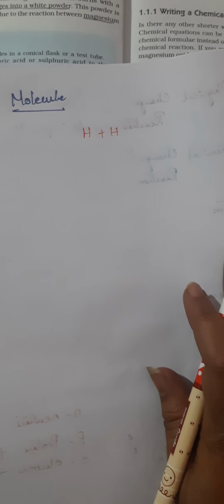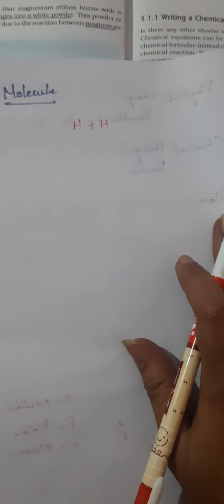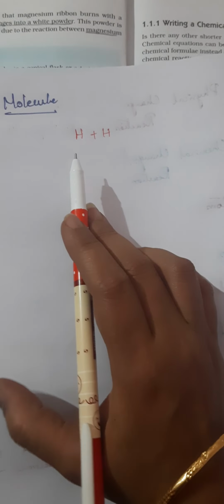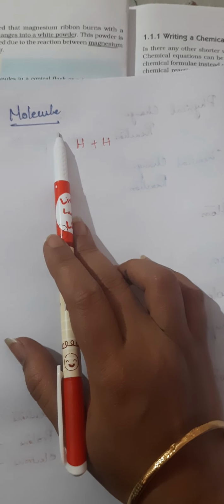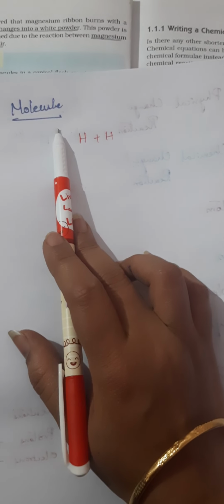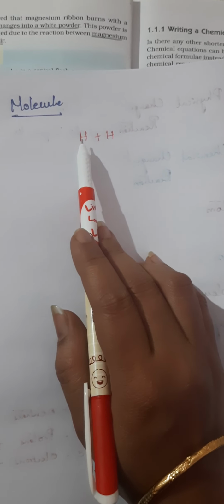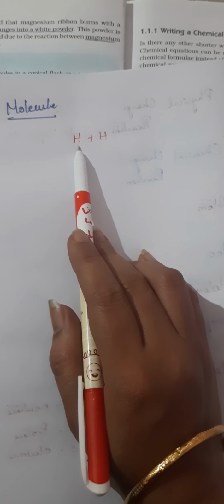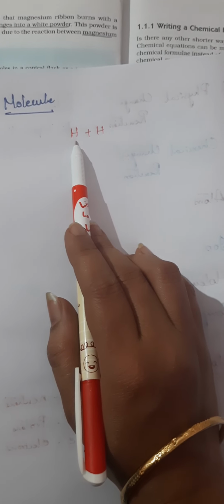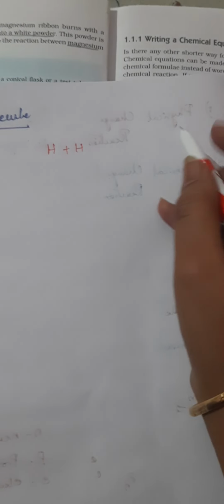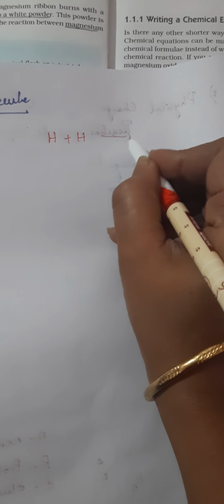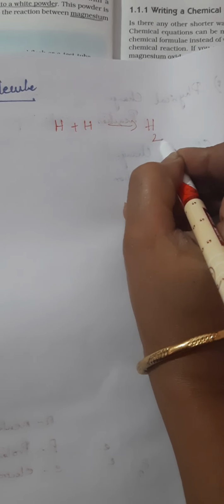So the next topic is molecule. A molecule is the smallest substance which can exist independently, and it has all the properties of an element. Here hydrogen is an element. Instead of writing hydrogen, we can represent it as H. So two hydrogen atoms form a molecule which is H2, the hydrogen molecule.